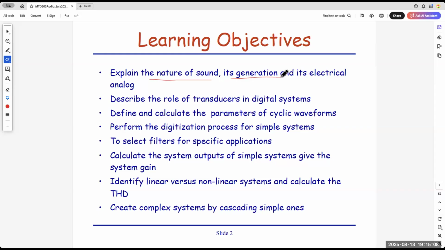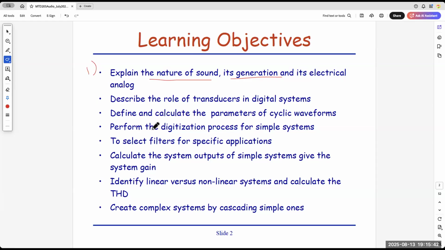Once the sound is generated and travels through the air, can we capture it as an electrical signal or not? As humans, we like to manipulate signals, and the best way to manipulate a signal is by means of electrical signals. This is the first objective for today: what is sound, how is it generated, and how to convert it to an electrical representation for human manipulation.